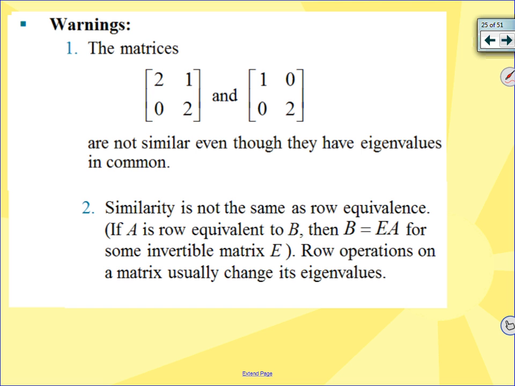Now let's read point 2. This is important, and this relates directly to what you talked about. So similarity is not the same as row equivalence. If A is row equivalent to B, then B equals EA, where E is writing all those elementary row operations as matrices. Do you remember that we could do that? Represent every row operation as a matrix. So E is the product of all those row operations.